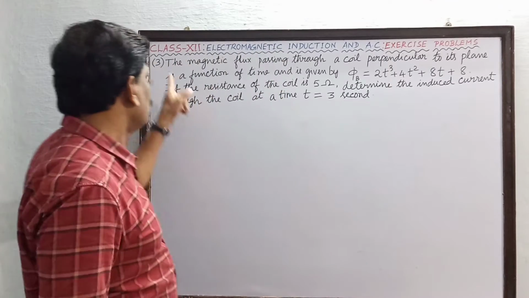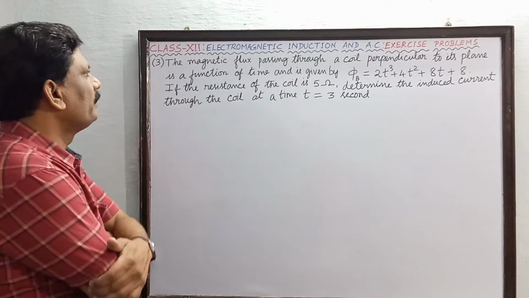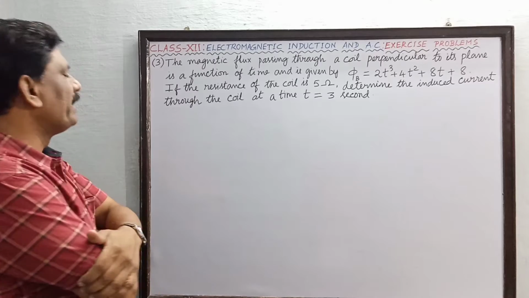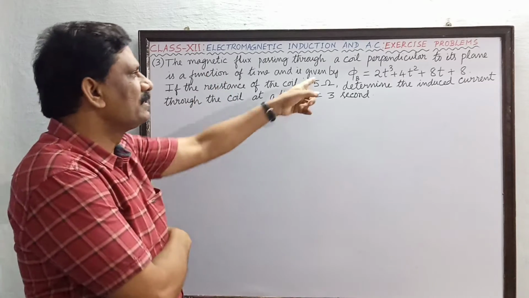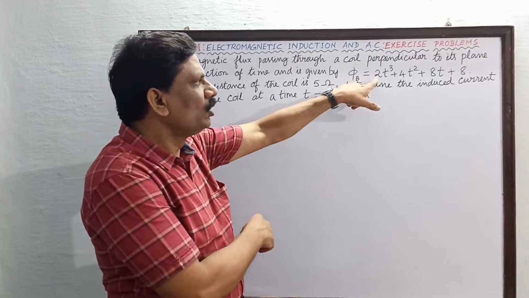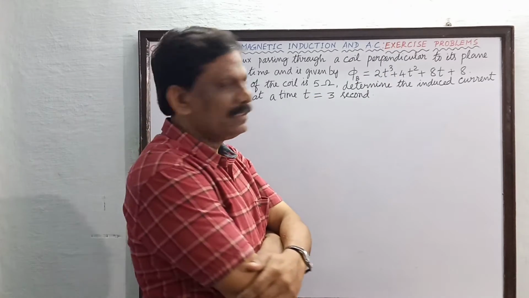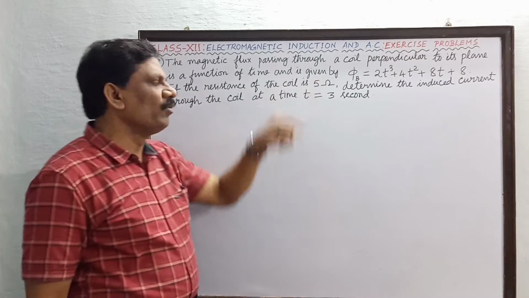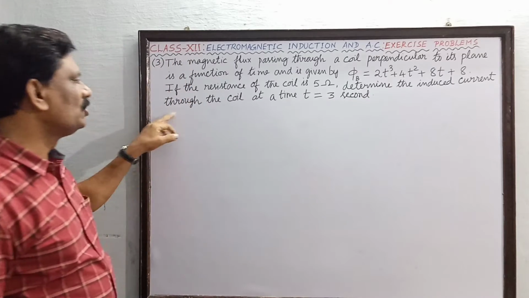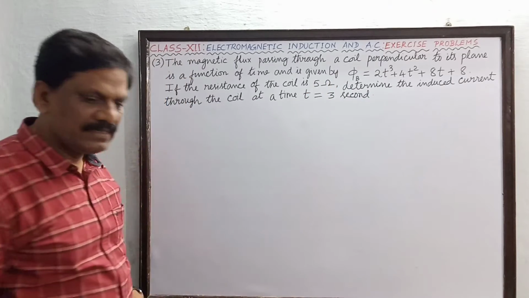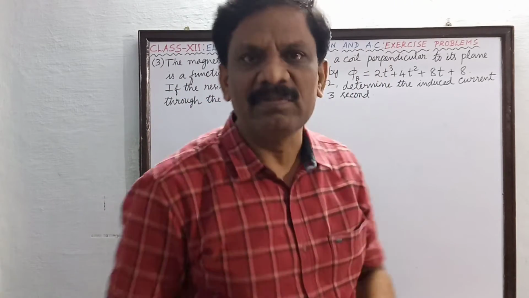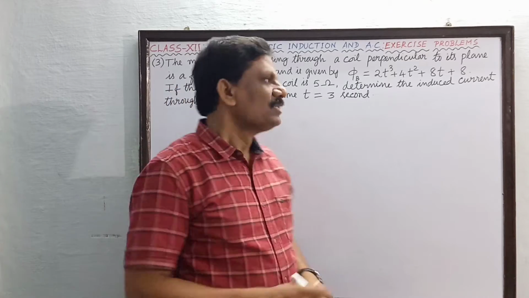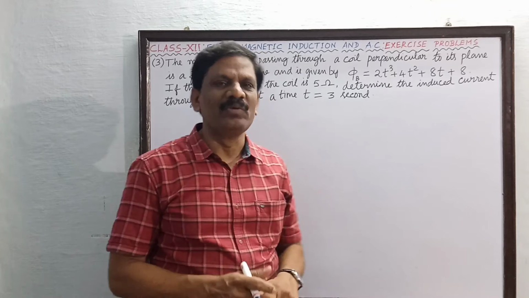Hi students, now we are going to solve the third numerical problem. The magnetic flux passing through a coil perpendicular to its plane is a function of time and it is given by phi b is equal to 2t cube plus 4t square plus 8t plus 8. If the resistance of the coil is 5 ohm, determine the induced current through the coil at a time t equal to 3 seconds. This type of numerical problem is extremely important for our board exam as well as the competitive exams. So, try to understand this type of numerical.